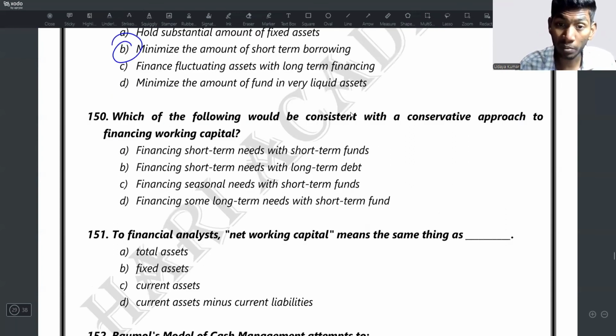Option B, financing short-term needs with long-term debt. Option C, financing seasonal needs with short-term funds. Option D, financing some long-term needs with short-term funds. So what is the right option here? Option B, financing short-term needs with long-term debt.